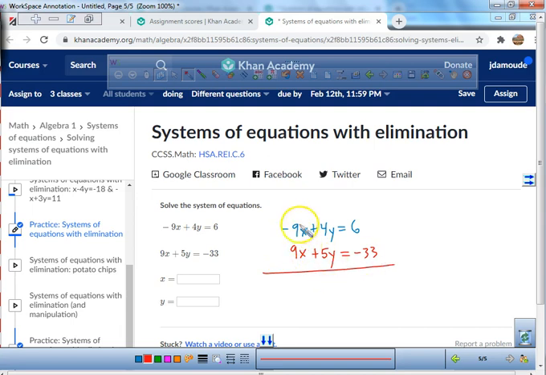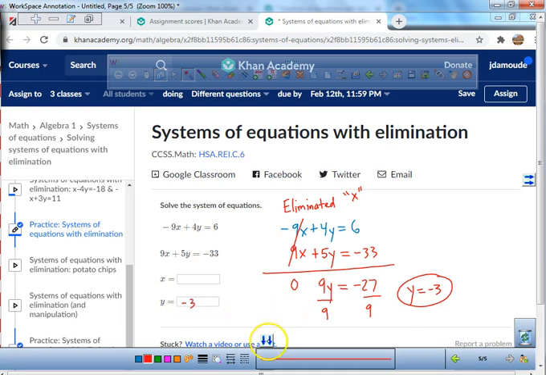And if you look carefully, by adding them together, you would get 0. These would zero each other out, and we call that elimination. So in this particular case, we eliminated the variable known as x. Now when you add these together, you get 9y. When you add 6 minus 33, you get negative 27. Then all you have to do is divide both sides by 9, and you get y equals negative 3. So one of my answers is negative 3.